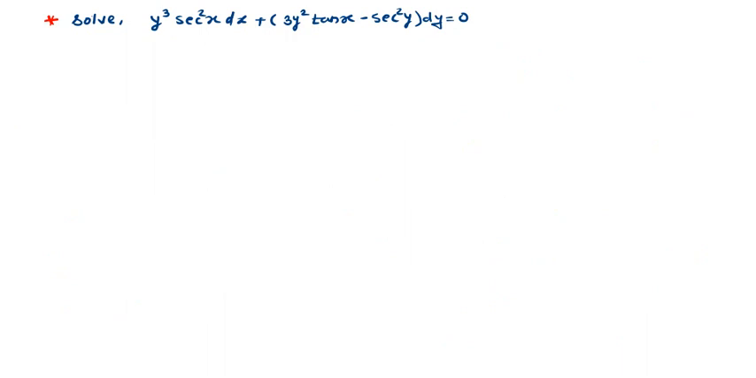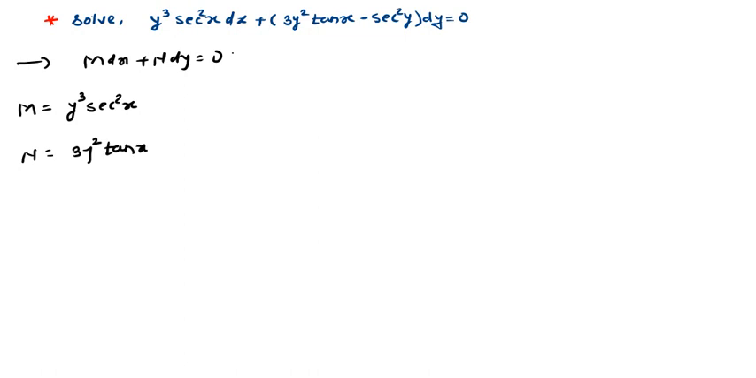In the next example we again need to solve the given differential equation using the exactness condition. This differential equation is already in the standard form. What is the standard form? M dx plus N dy equal to 0. So again we will see the value for M. M is y cube sec square x, and N is 3y square tan x minus sec square y.